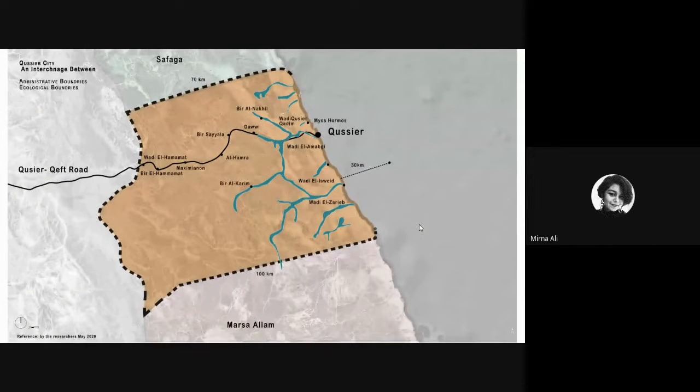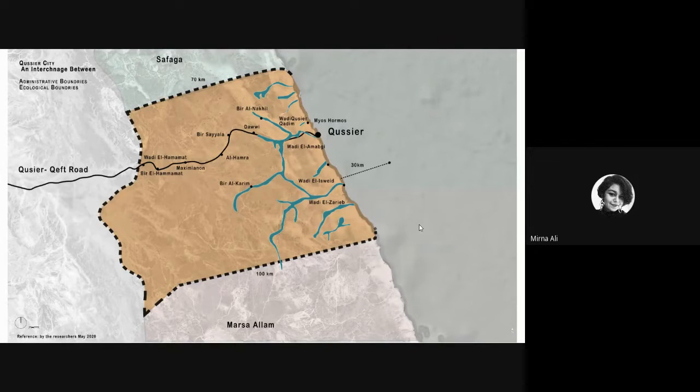Starting by getting more of a zoom-in understanding of Qusair and its administrative boundaries along with ecological boundaries. Qusair is part of the Red Sea Governorate, with Safaga to the north and Marsa Alam to the south. We also try to study the ecological boundaries and the natural resources, in other words the flash flood areas located within Qusair.